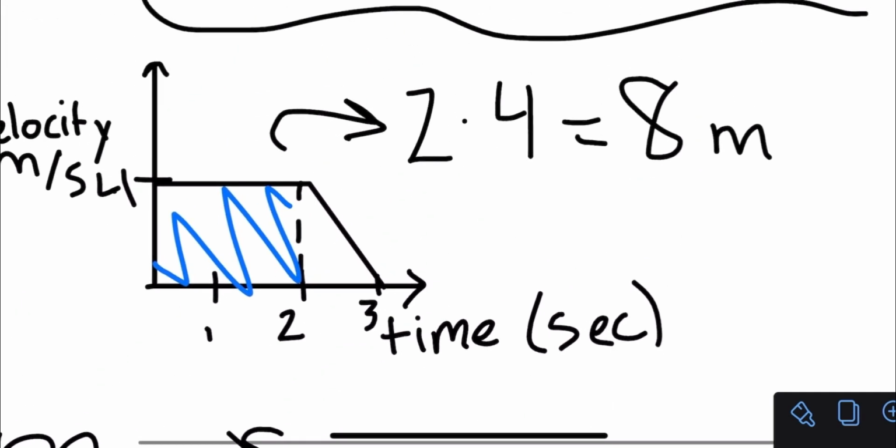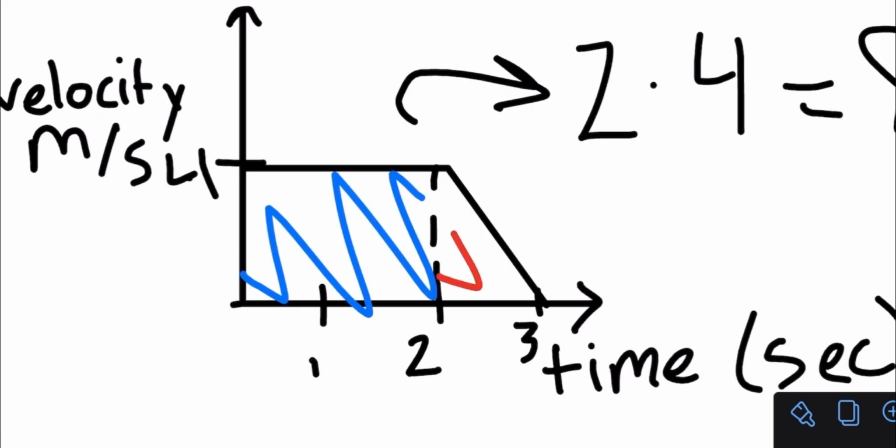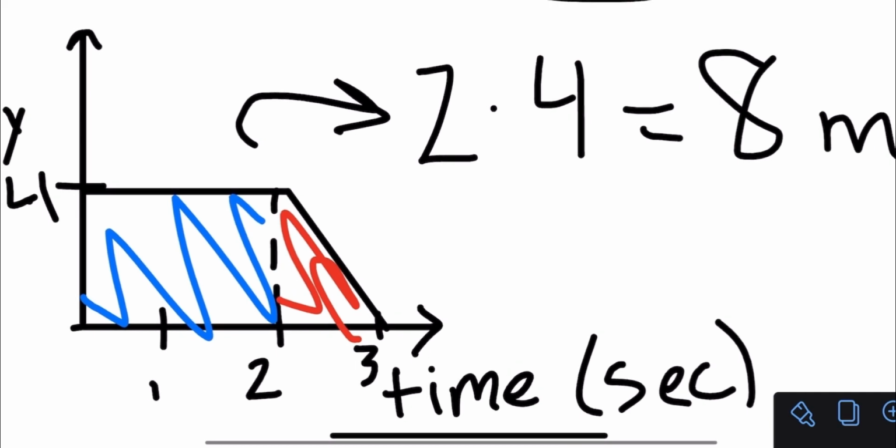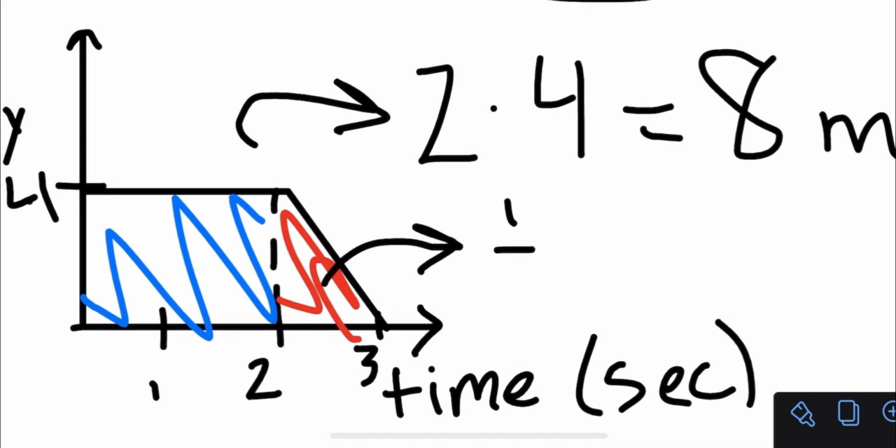Now that gives us only part of the question because we still need to find this area here. So how do we find this area? Well, as you can see, it's in the shape of a triangle. As we know, a triangle has an area of 1/2 base times height. In this case, this base here is going to be 1 because 3 minus 2 is 1. And the height is still going to be 4. So if we want to find the area of this triangle, we're simply going to do 1/2 times base times height, which gives us 2.